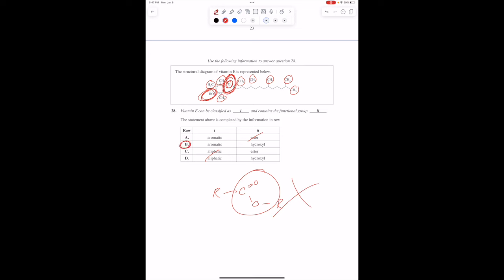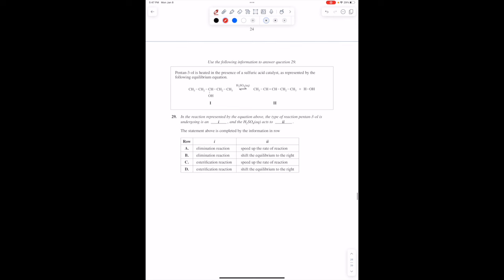All right. Okay, 29. In the reaction represented by the equation above, the type of reaction pentan-3-ol is undergoing is N. Okay. Elimination or esterification, and sulfuric acid speeds it up or slows it down. Okay.